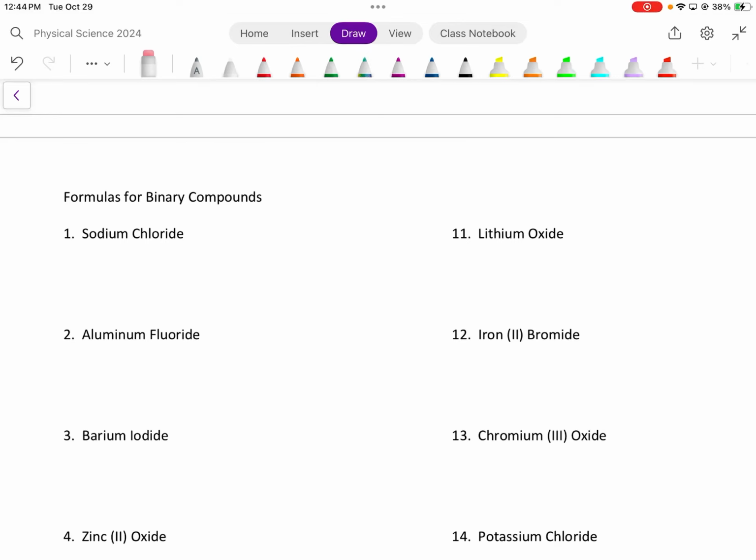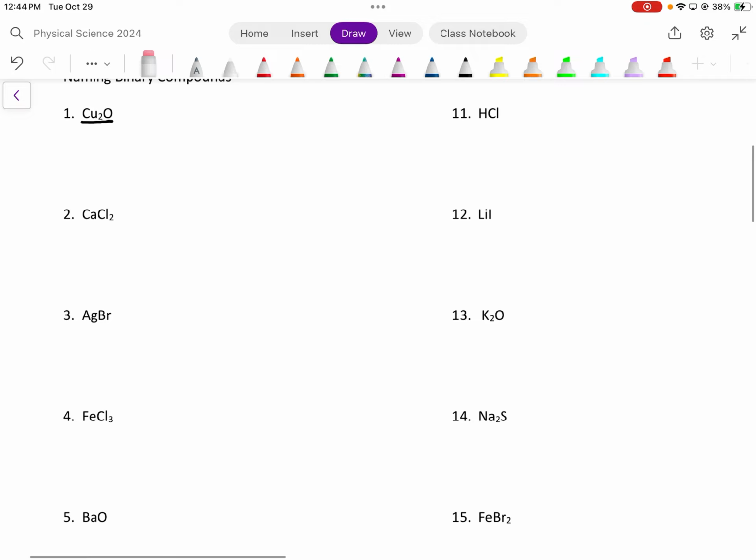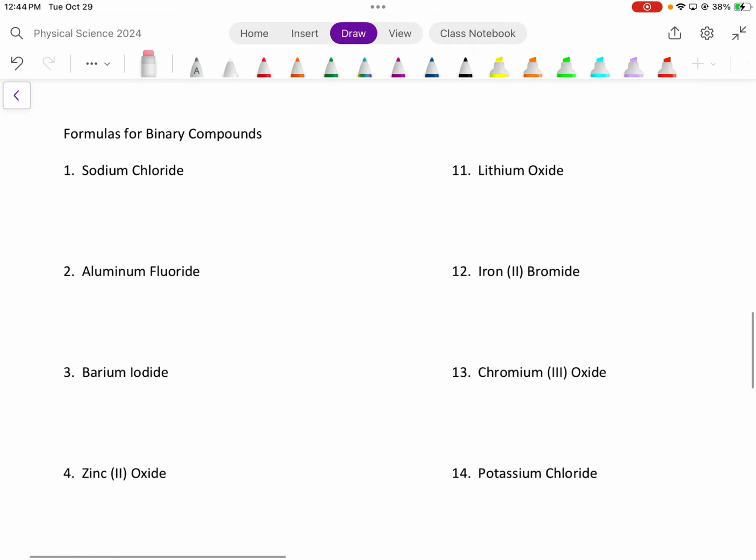What I would like to show now is how to write formulas. It's the reverse of what we just got done with. Right now we're given the name and we have to do the formula. Before, up here, we were given the formula and we had to do the name. So we're doing the reverse.